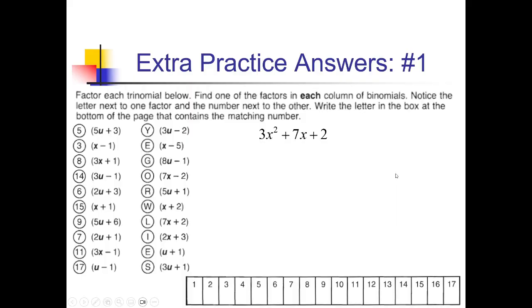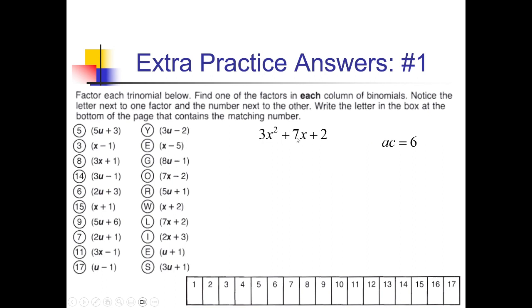So for each of these problems, I'm going to use something called the AC method. And we'll go through it in detail on this first one. The idea is that we're going to multiply what I call the A and the C values. That's the first coefficient and that last constant together. So in this case, we got 3 times 2. That's giving us 6. And then we're going to find factors of that AC value, that product, 6, that add up to this middle coefficient of 7.